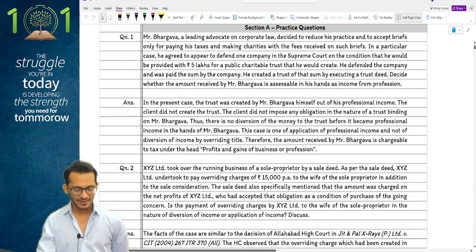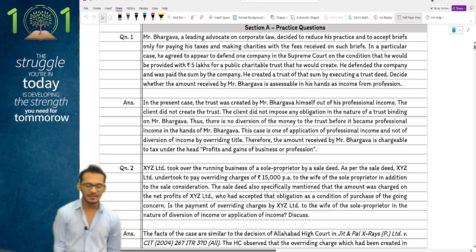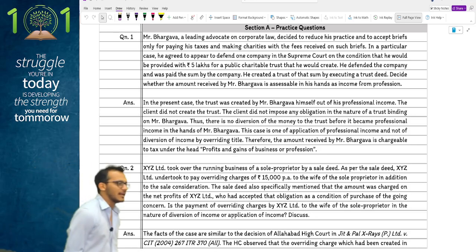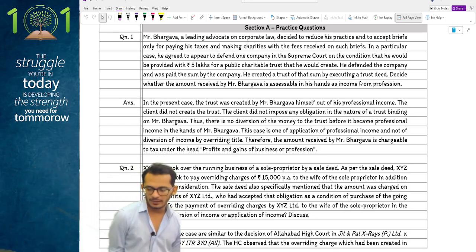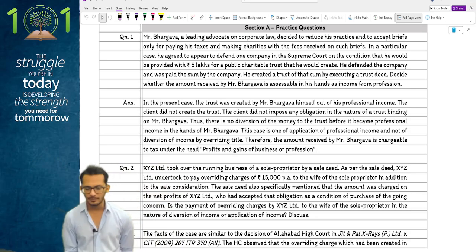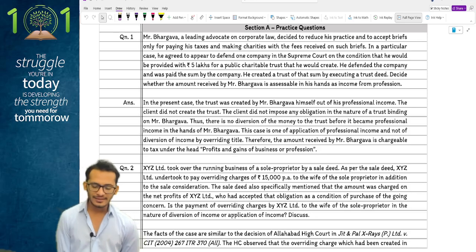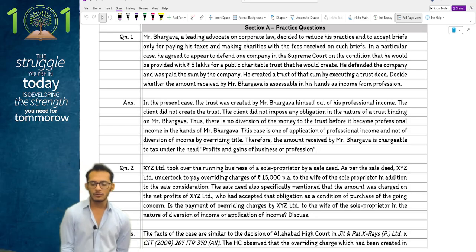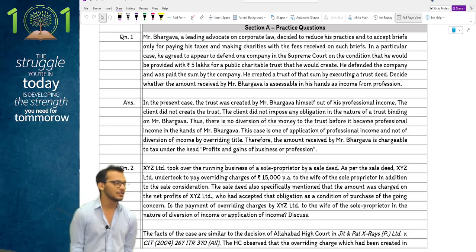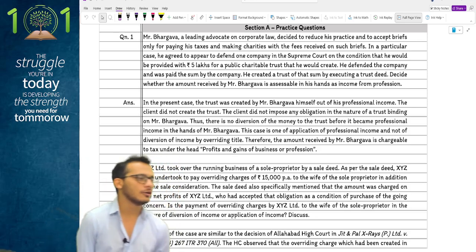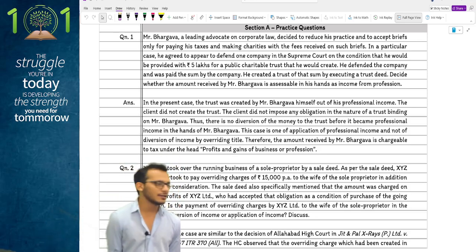Question number 2. It says XYZ Limited took over the running business of a sole proprietor by a sale deed. So they decided to buy an individual proprietorship. As per the sale deed, XYZ Limited undertook to pay overriding charges of 15,000 per annum to the wife of the sole proprietor in addition to the sale condition. So they're saying that if I want to buy the property, I will also have to pay 15,000 extra to the wife.